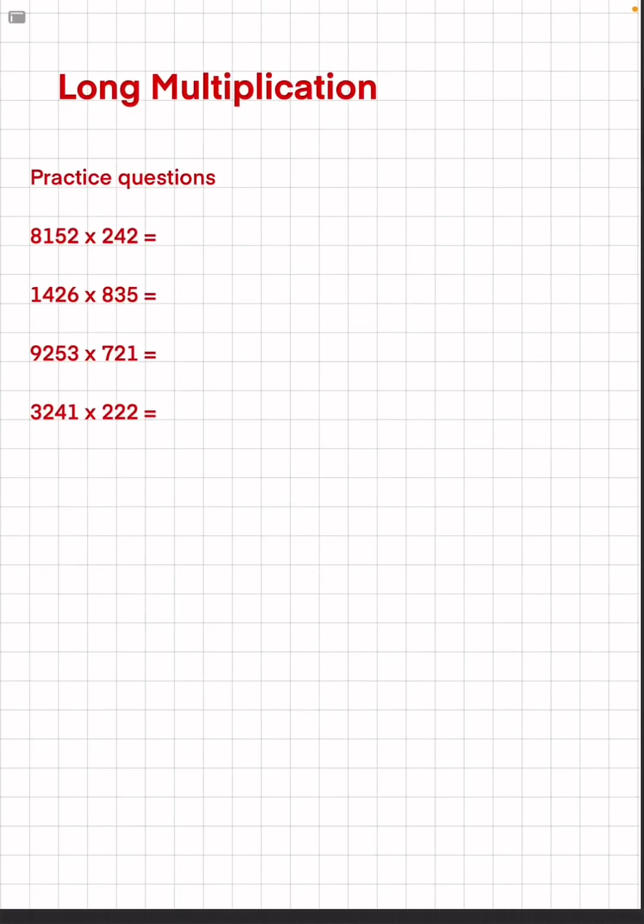Here are some practice questions for you to try. Press pause and have a go at them, and when you're ready for the answers, press play. The first calculation is 8,152 multiplied by 242.